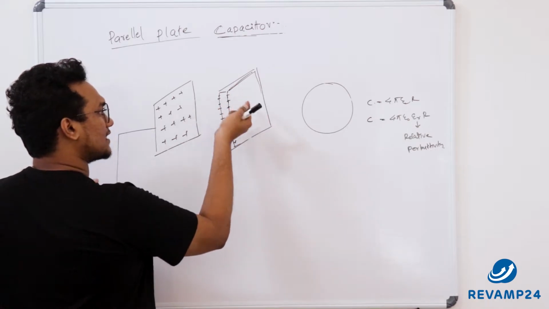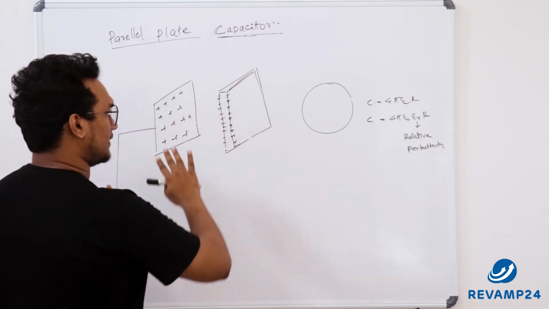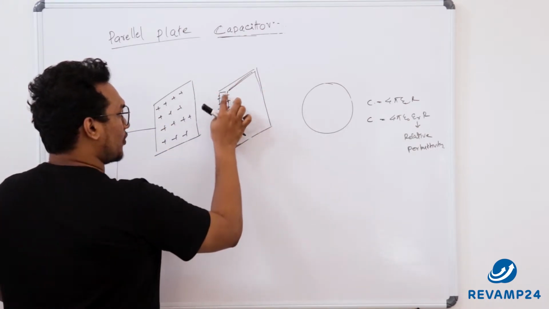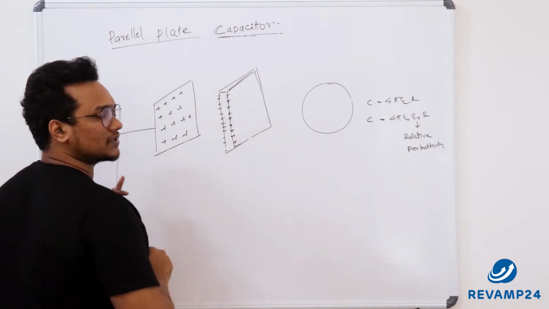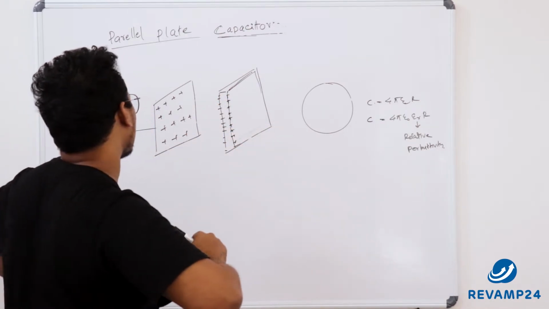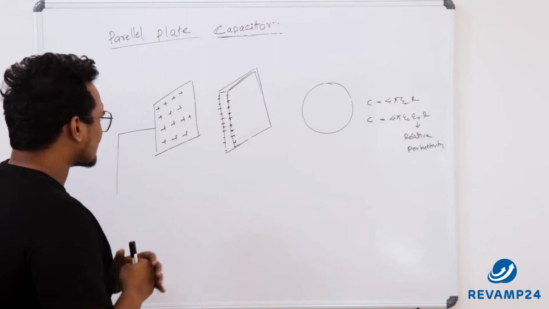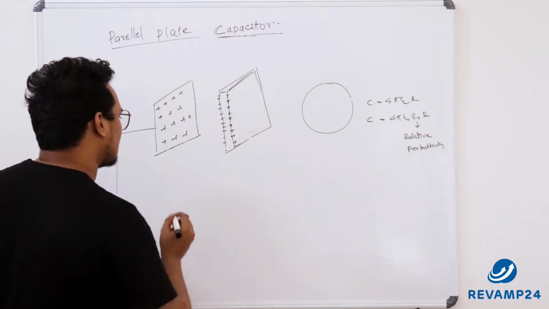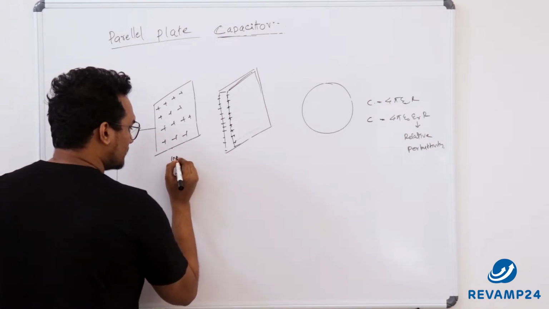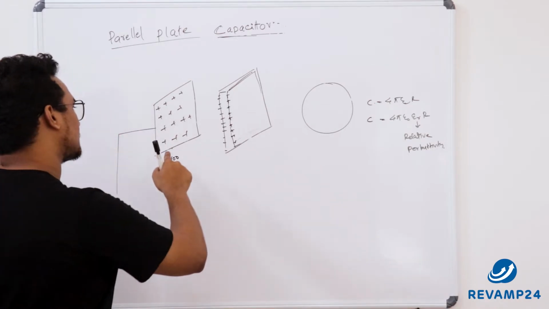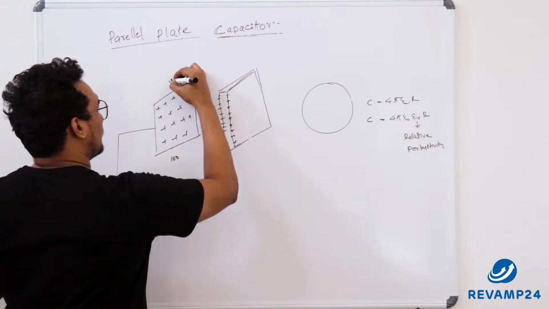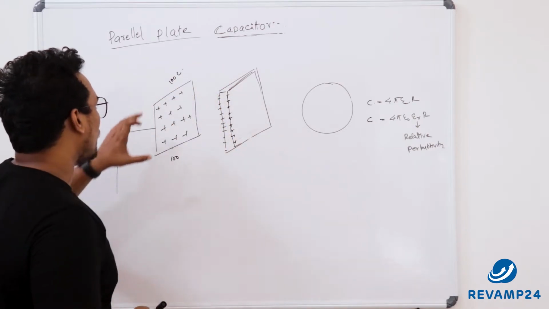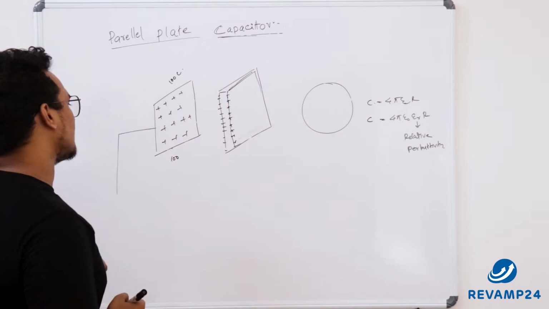You know, the charges are polarized. Still it is neutral. The net charge will be 0 because equal positive and equal negative net to 0. Now, what has happened to the potential of this plate? Previously, let's say the potential is 100, and I have charged, for example, 100 coulombs. Now, what will be the capacitance here?